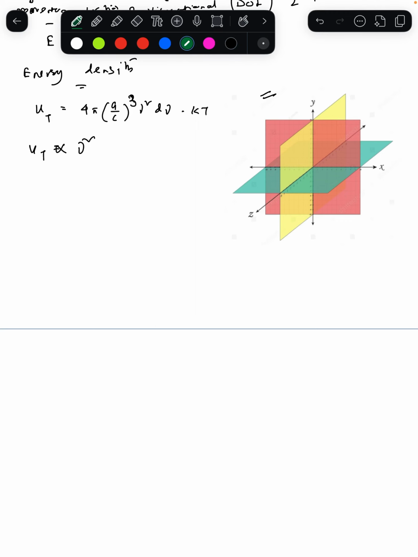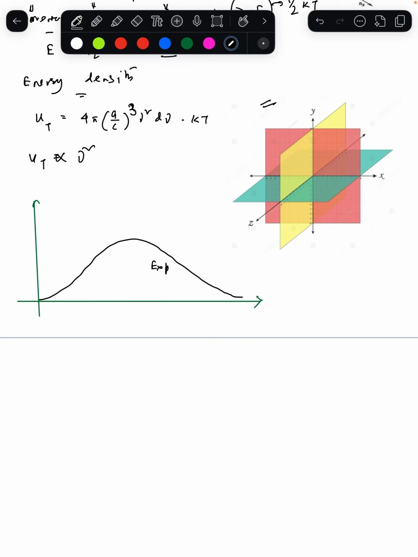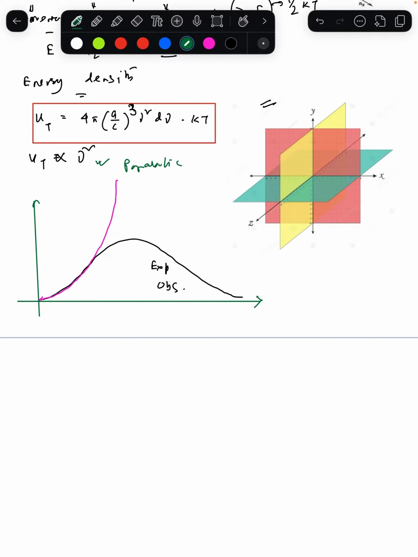What was our experimental observation? Please come and check. If we check our experimental observation, in the previous video we have already seen the graph looks like this. This is the experimental observation. But when we are following the Rayleigh-Jeans law, it shows that this is proportional to nu square, which is parabolic in nature. That means as you gradually increase nu, it will start from here, will follow up to this, but after that it will keep on increasing.